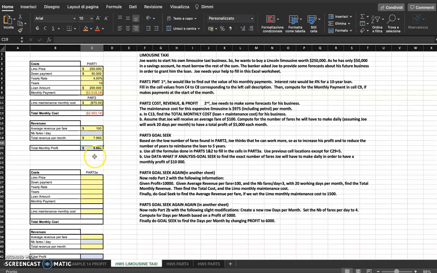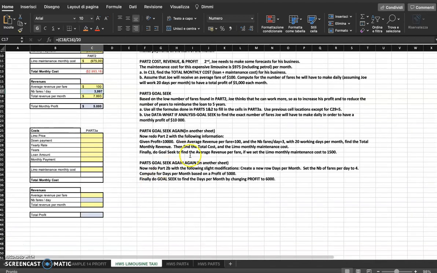Now that we have everything, we can do the number of fares per day. In order to do this, we do as always equals. Then we open our brackets and we select the total revenue divided by the average revenue. We close it, and then we divide again by 20, because it's the 20 days of work per month, and then we press enter, and this should be our number of fares per day.